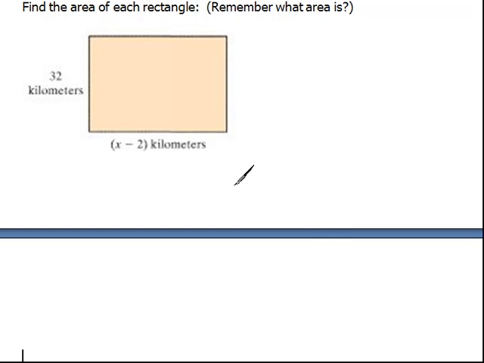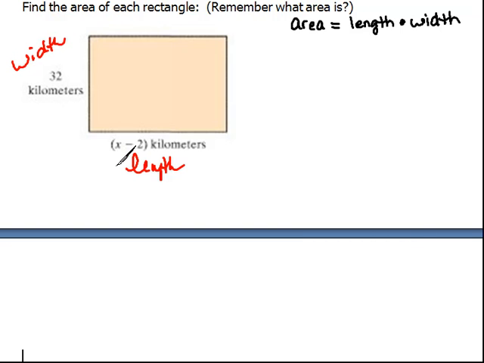In this last problem, it asks us to find the area of the rectangle. Well, before we can do that, we really have to remember what area truly means. Area is length times width. Now, if I said that this side is my length and this side is my width, that's fine. You could also change those around and say width and length, length and width. It really doesn't matter. Now, the way I have it written here, length would be x minus 2, and the width would be 32.